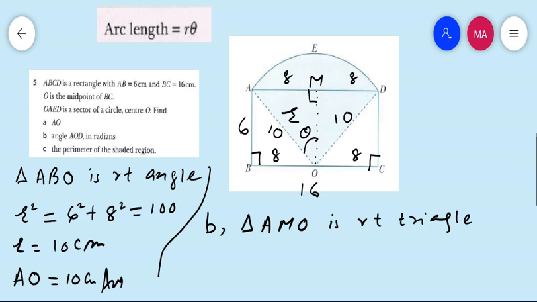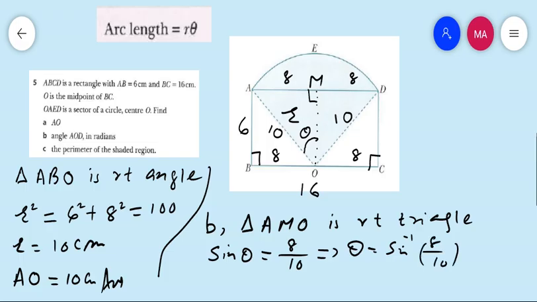So now we can use the concept of simple trigonometrical ratio. Sin theta is opposite, 8, upon hypotenuse, 10. This implies that theta is equal to sine inverse 8 upon 10. Now find sine inverse 8 upon 10 with the help of your calculator, but your calculator must be in radian mode.